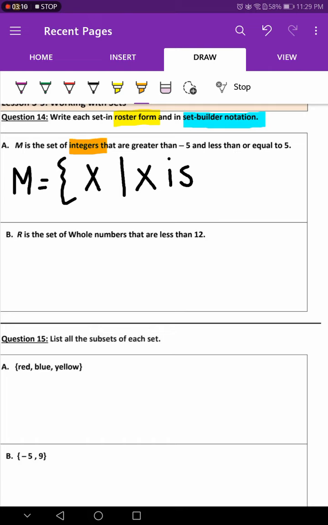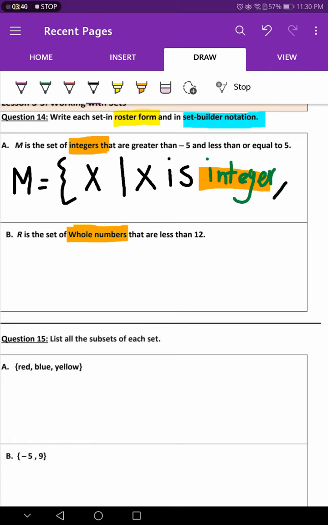Yes, integers. And from where do I get this? I get it from the question. See here it is integer. In the next question it is a whole number. So I get what I have to write here from the question. So x is, bravo, an integer. Comma.